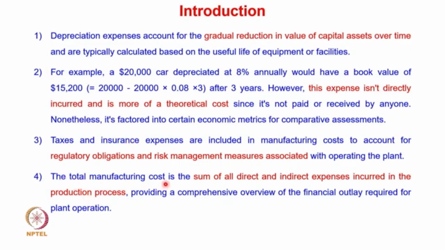So the total manufacturing cost is the sum of all direct and indirect expenses incurred in the production process, providing a comprehensive overview of the financial outlay required for the plant operation. When we sum up direct and indirect cost, that gives us the total manufacturing cost, and this is the operating cost. Similarly, we can calculate the total capital cost, which is the fixed capital cost and working capital cost. Both capital cost and operating cost together give us the total cost of the project.